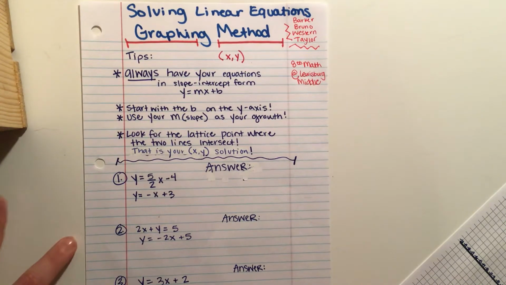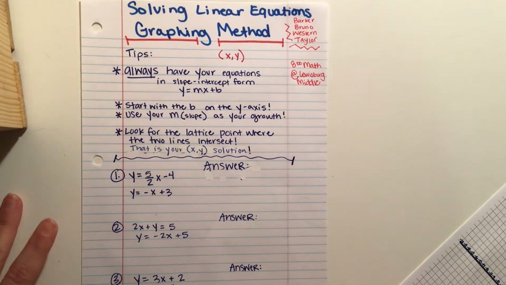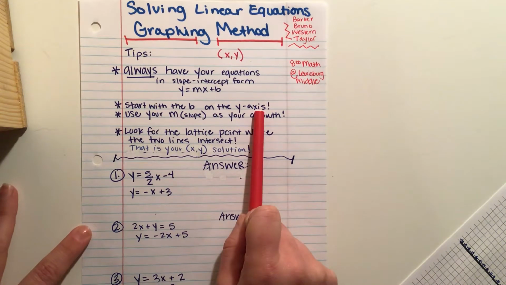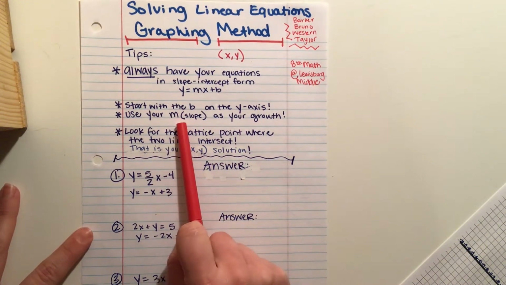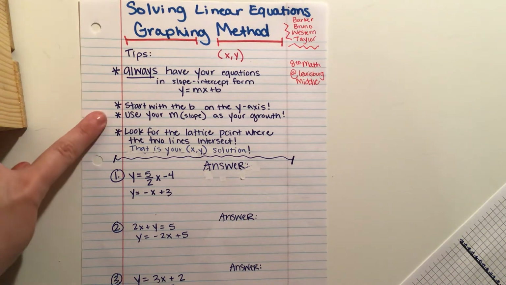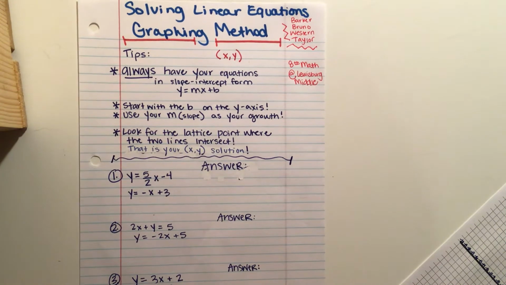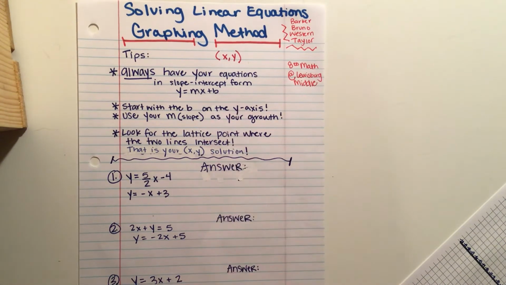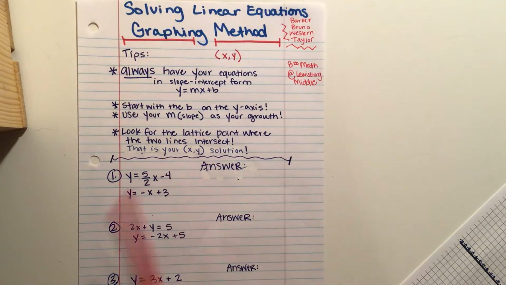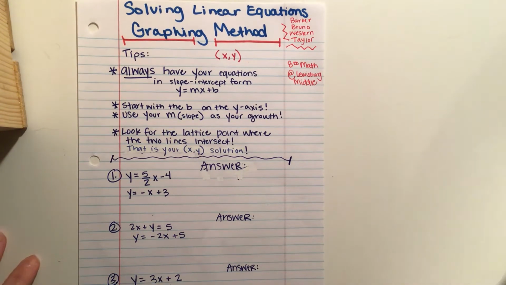Anytime you're graphing to solve for the system of equations, you're going to start with the b on the y-axis. Then you're going to use your slope as your growth. If you have no clue what's going on right now, go to my YouTube channel, find graphing linear equations, and it's going to teach you step by step how to do this. Now, we're going to look for the lattice point where the two lines intersect, and that is our solution, our x comma y. So let's go ahead and get started.